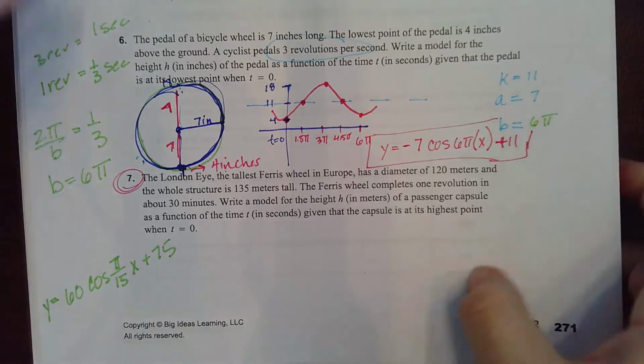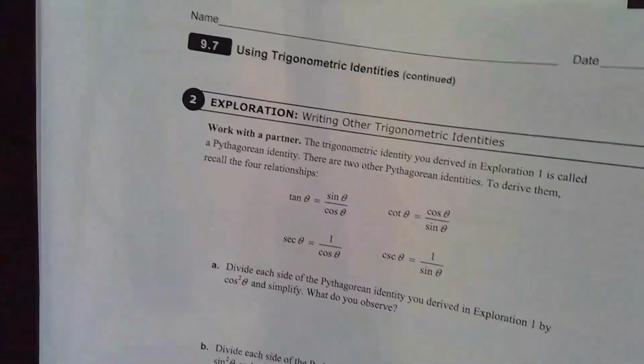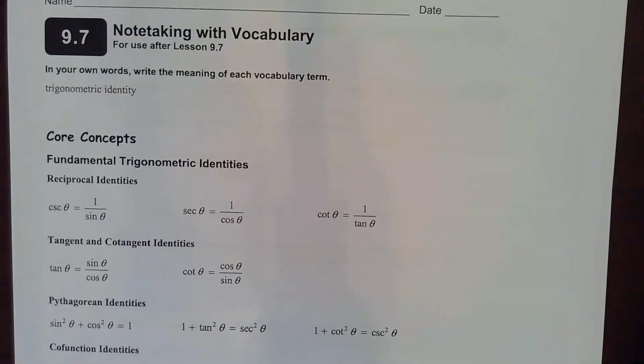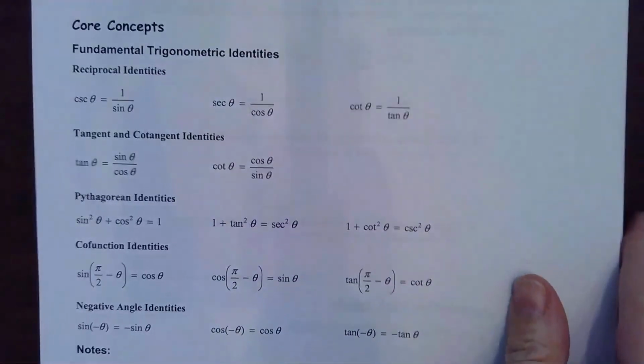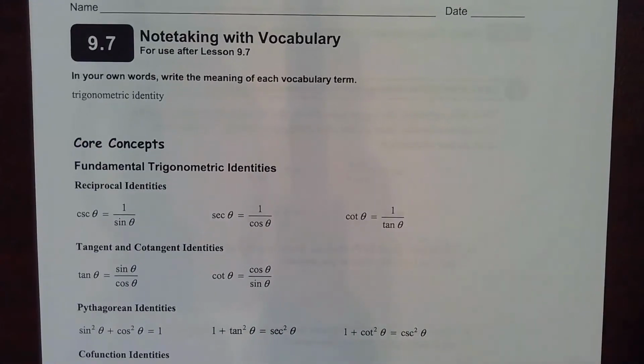All right, we're going to now jump ahead to 9.7. So I need you to turn to page 274. You're going to want to have this page handy. I'm not going to make you memorize any of these. You are actually going to do most of this stuff, and you're going to do a review of this stuff in pre-calc next year, honors pre-calc.